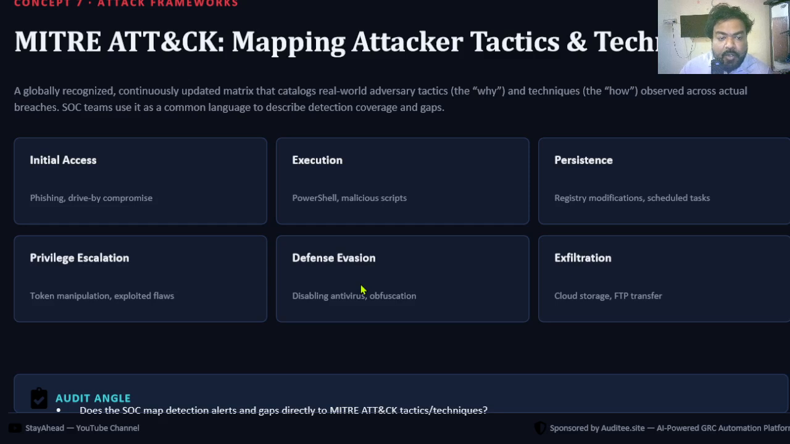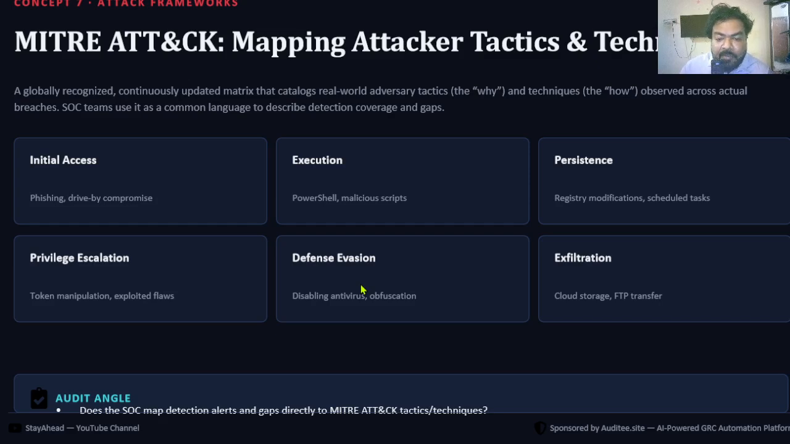It organizes attacks into tactics, the attacker's goal at each stage, like initial access or persistence, and techniques, the specific method used to achieve that goal, like using PowerShell for execution or modifying the registry for persistence. Why does this matter for auditors? Because it gives everyone, you, the SOC team, leadership, a shared language to talk about detection coverage.